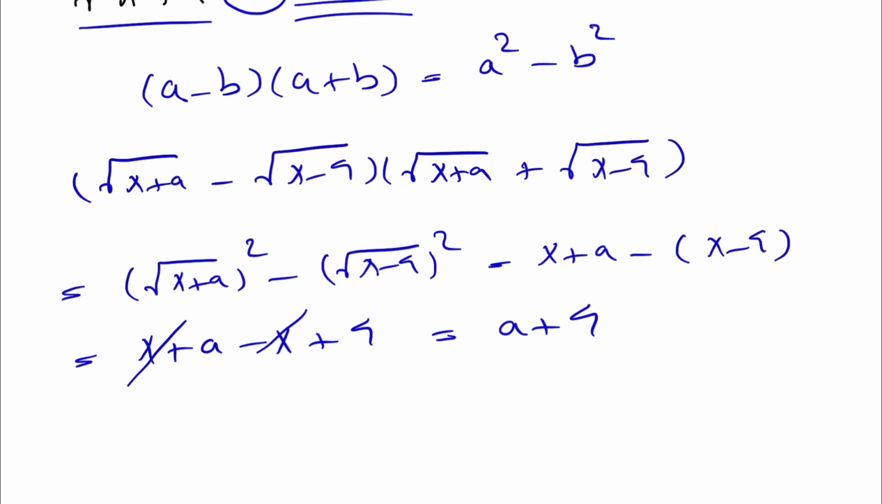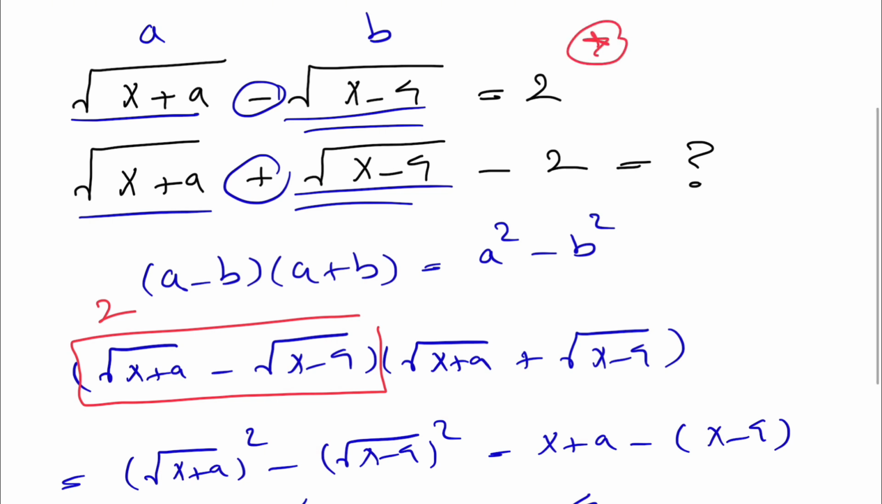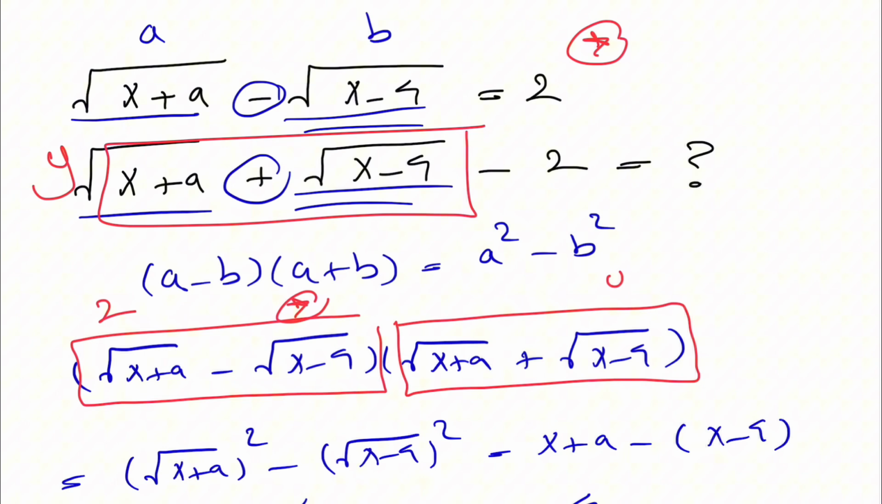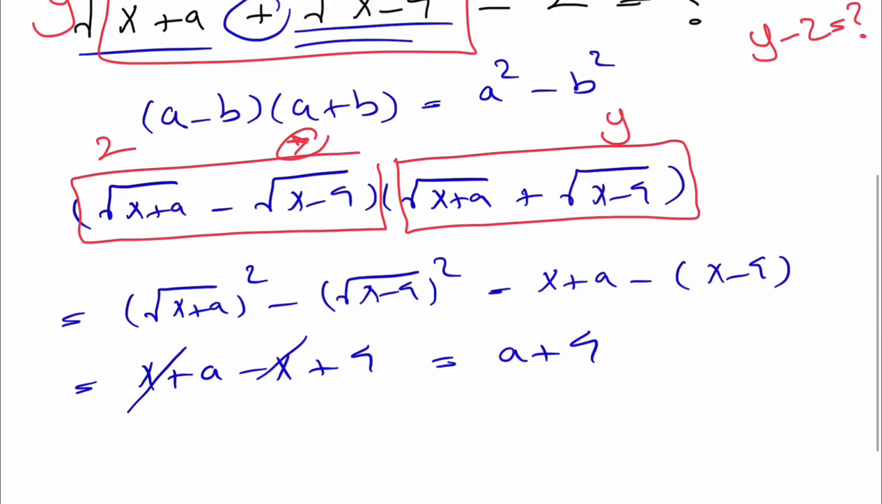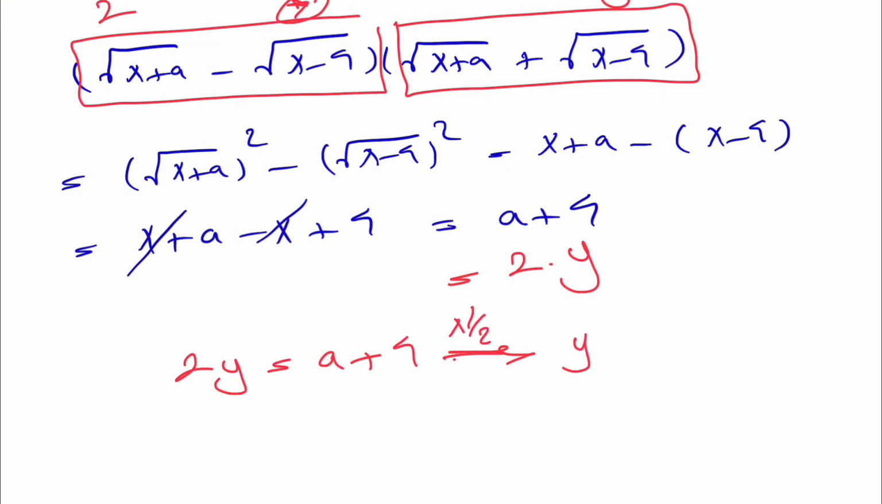But if we look at these, we'll see that what we have in here is equal to 2 based on what we have in here. So this is 2, and what we have in here, we're trying to figure out this amount. Let's call this y, and what we need to figure out at the end is y minus 2, which is what the question is asking. So we know this will be equal to 2 times y. So what we have in here is that 2y is equal to a plus 4, and if we divide each side by 2, we get y is equal to a over 2 plus 4 over 2, which is 2.